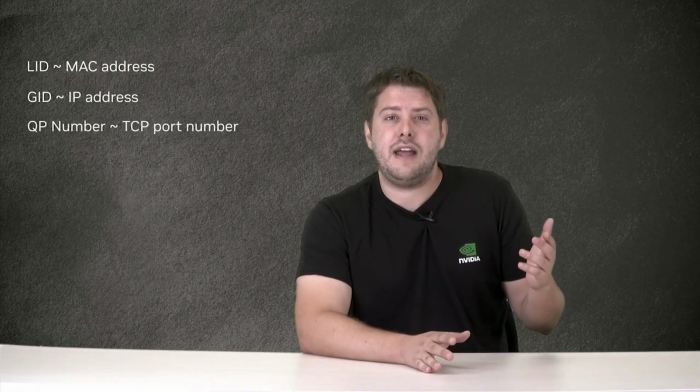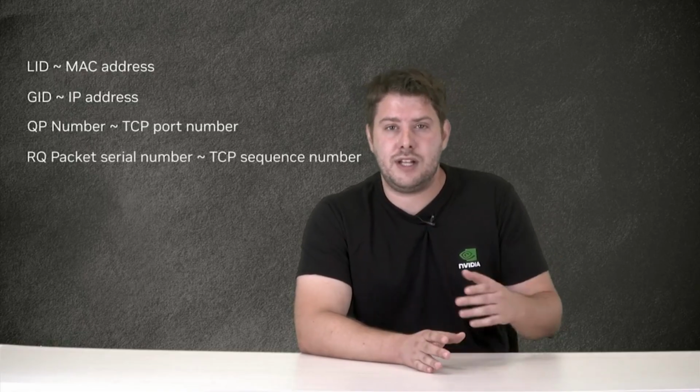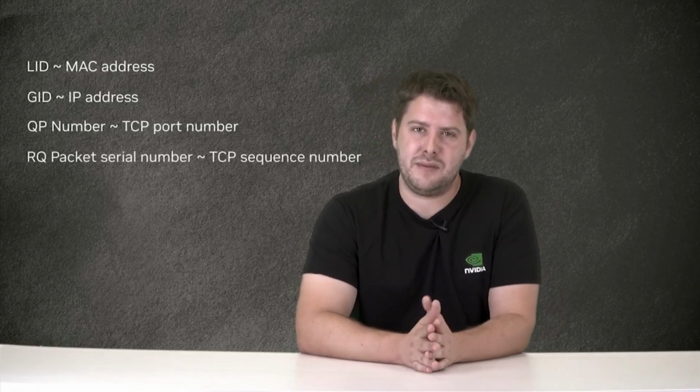Now, the following information has to be exchanged before we can form a connection. First, we need the layer 2 and 3 addresses, that is the local and global identifier, or the MAC and IP addresses. We also need the QP number, which is like the TCP port, and the packet serial number, which is like the sequence number in TCP.